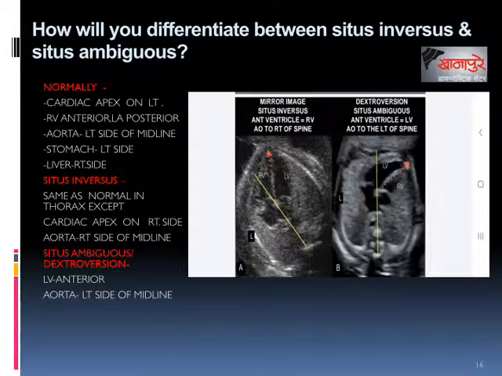Aorta goes with heart in situs inversus. Aorta is always on the same side of the cardiac apex in both situs solitus and inversus. But in situs ambiguous, the aorta is on the other side of the cardiac apex. If the descending aorta and cardiac apex are on opposite sides, always think of isomerism.